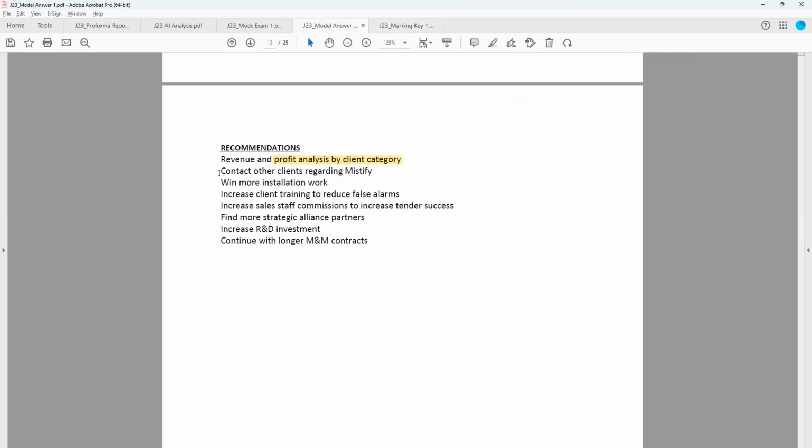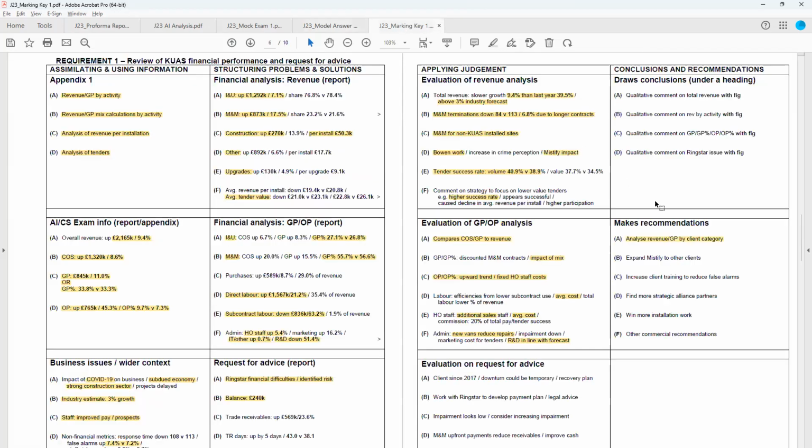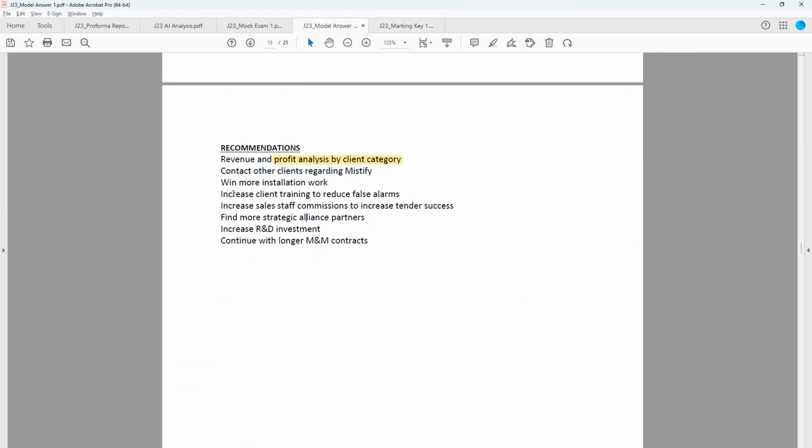Of course, Mystify's done well, so contacting other clients regarding it would be a good one to suggest. We saw the installations are up and they're doing well, so could win more installation work. We saw false alarms have gone up, so increase client training to reduce false alarms because that will help reduce M&M costs.